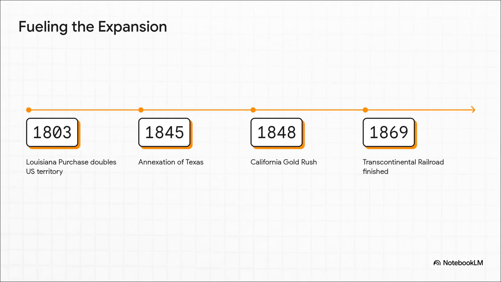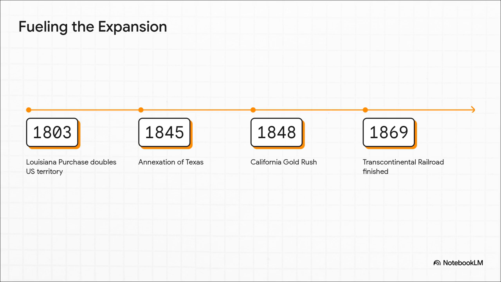Driven by this idea of destiny, the U.S. was basically gobbling up territory at lightning speed. Thomas Jefferson's Louisiana Purchase literally doubled the size of the country overnight. Then, the Mexican-American War yielded this massive swath of the Southwest, which happened right in time for the wildly lucrative 1848 California gold rush. And to cap it all off, in 1869, the Transcontinental Railroad physically united the country. What used to be a dangerous months-long wagon journey suddenly took less than a week.